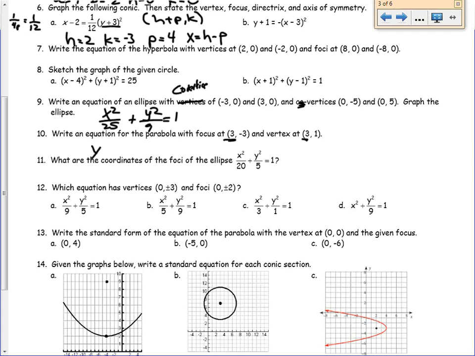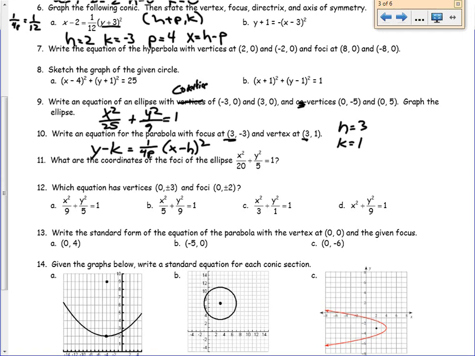So you come over here and you go y minus k equals 1 over 4p times x minus h squared. Guys, that's how it works. If the y values change, the x is squared. If the x values change, the y is squared. So it's just a matter of figuring this stuff out now. The focus is at 3, negative 3. The vertex is at 3, 1. So h is 3, k is 1. The vertex is HK, so just plug a 3 there, plug a 1 there. The only thing left to do is figure out what P is.